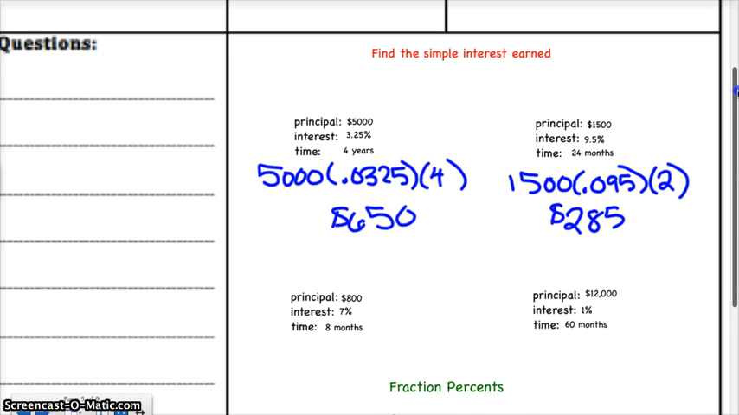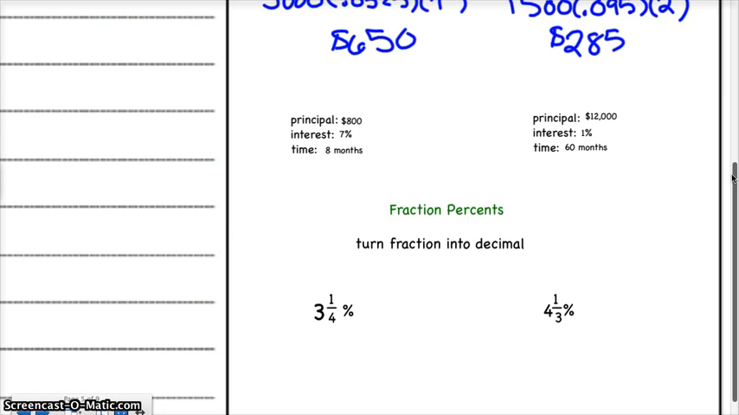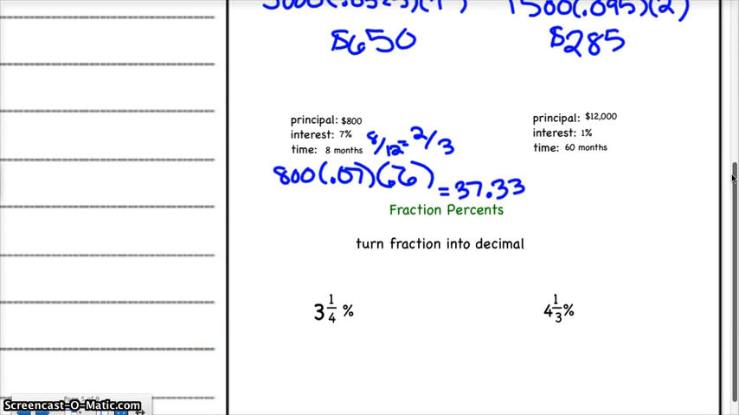Okay. Next one. Principal is 800. Interest is 7%. Time is 8 months. So I have 800 times 0.07 times 8 out of 12 months, which is 2 out of 3. So in my calculator, I put 2 divided by 3 first. I hit enter, and then I go times 0.07 times 800. And what's the answer? 37.33. Remember, money is cents, so round to the nearest cent.